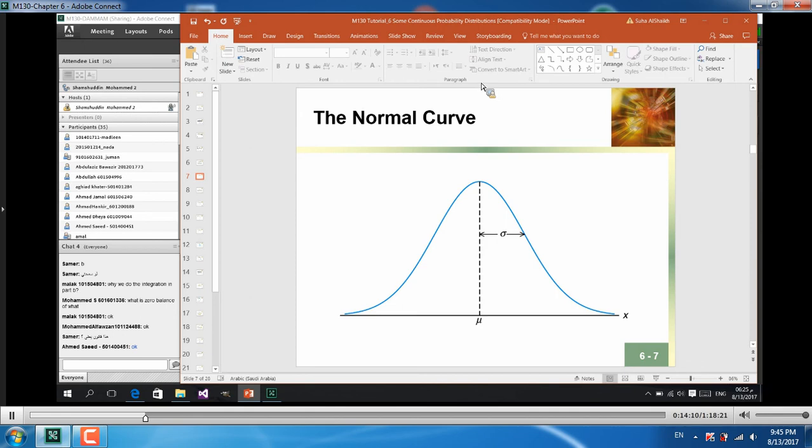The center of the data, the middle of the data, is the mean. Right or not? I've always been telling you that the center of the data is my mean. So here at the middle exactly I have the mean.